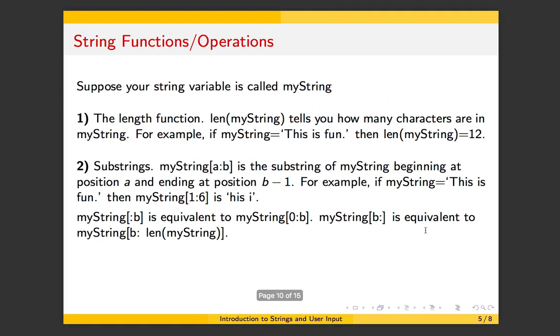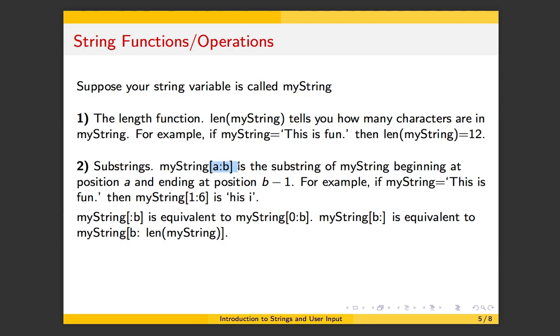Okay, next, you can pick off substrings if you want to. A substring is just a little part of a string that already exists. So myString, and then in square brackets, A:B, where A and B are numbers. It's the substring of myString beginning at position A and then stopping right before position B. So for example, if we have this is fun string again, "This is fun.", that's my string. myString[1:6], what is that? You start at position 1. So T is in position 0, H is in position 1. And then you count 1, 2, 3, 4, 5. You stop right before the 6. So you get "his i".